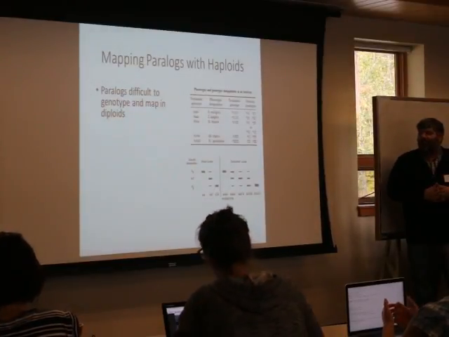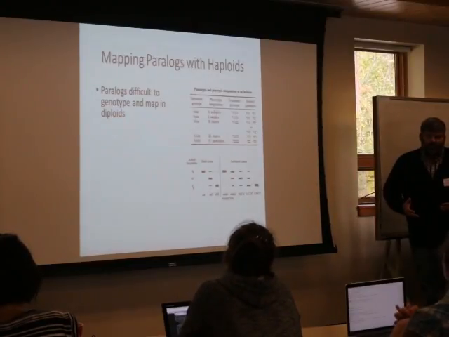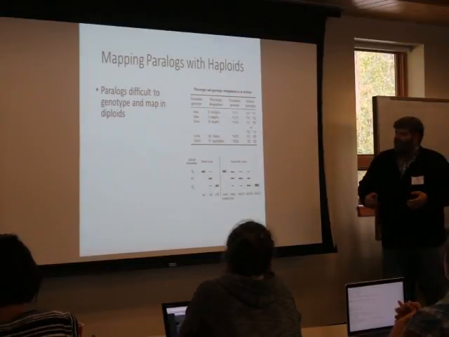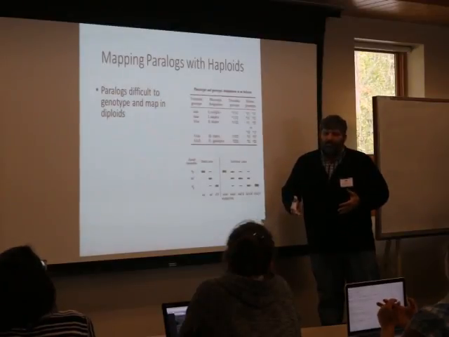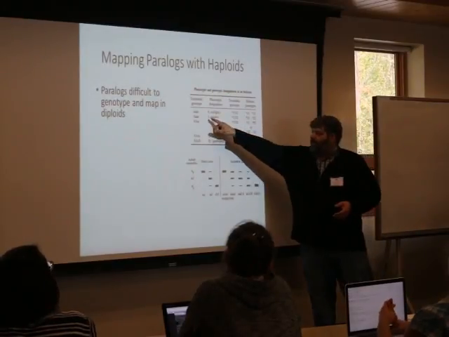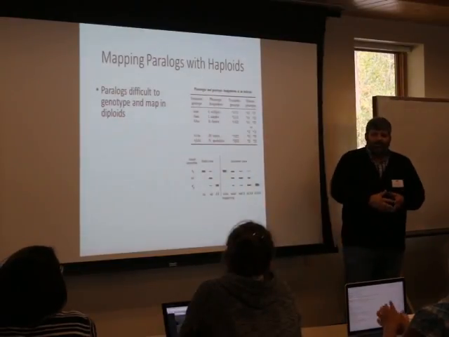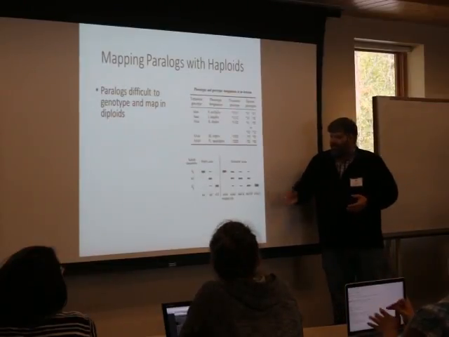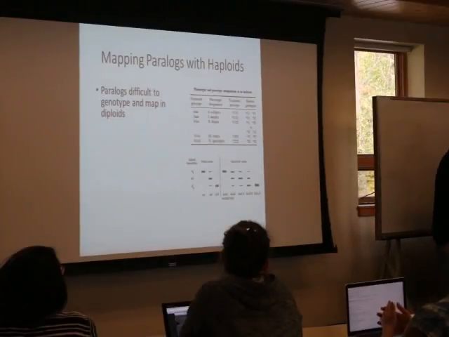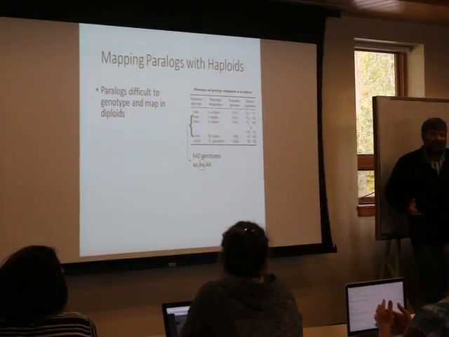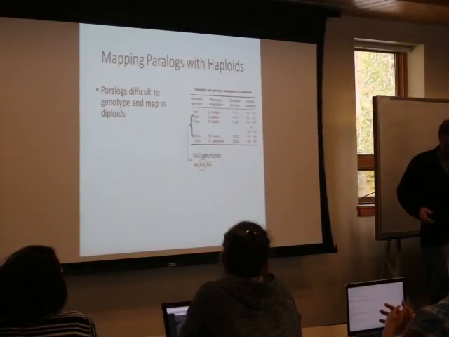The other advantage of haploids is mapping paralogs. Paralogs are difficult to genotype and map in diploids. If you think about it, there are 5 different genotype classes for a locus that has 2 copies. You can be completely homozygous, and then there are 3 classes of heterozygotes with different numbers of each allele. In the old days with allozyme data, you could actually look at these and tell them apart. But with next generation sequencing, all of those just look like a heterozygote. And so we don't know what the true underlying genotype is, and we can't map it.